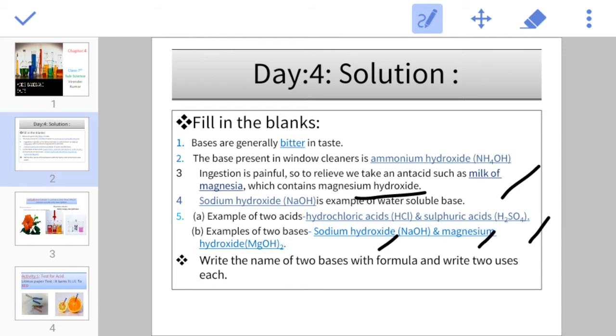And the next one, write the name of two bases with formula and write two uses. It is in your previous PPT. Do it yourself, it is not a difficult topic. And let's start the next topic.